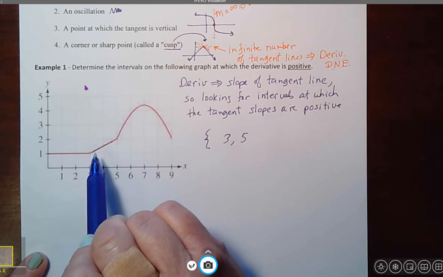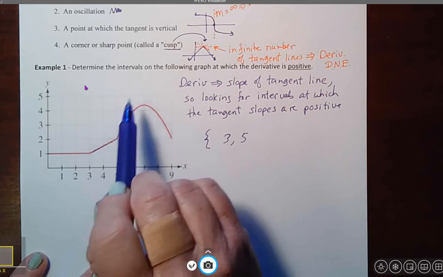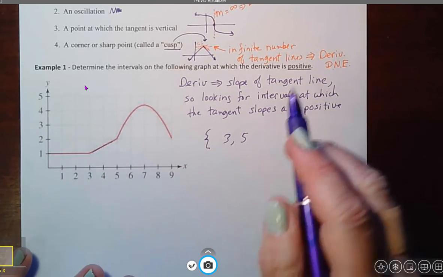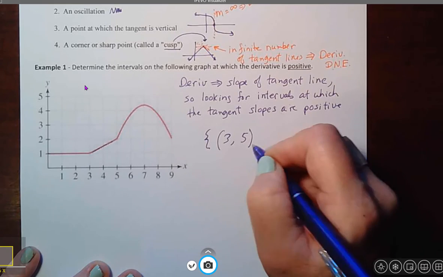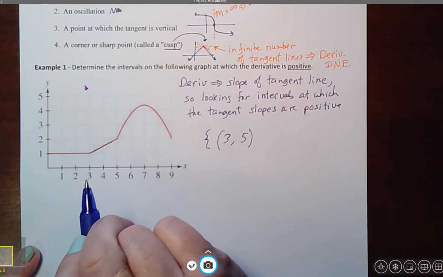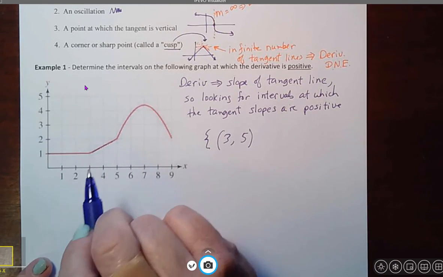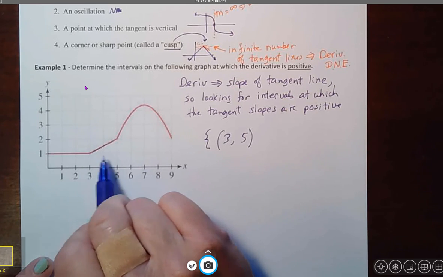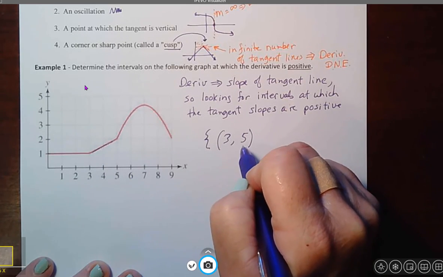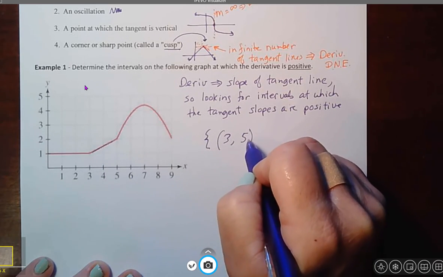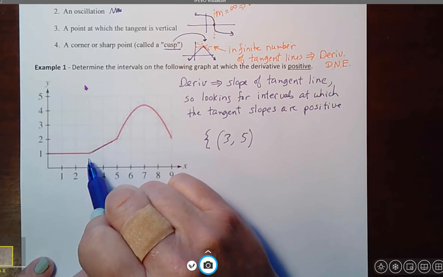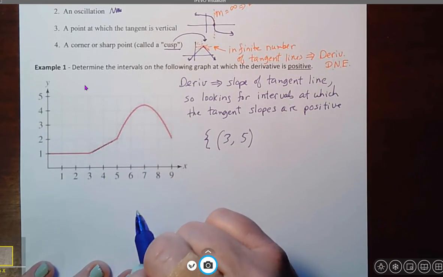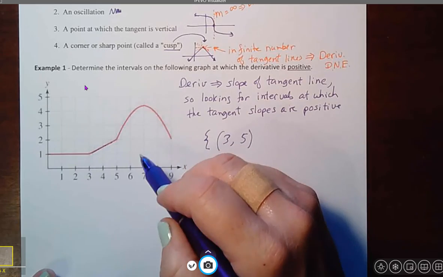And remember, corners, the derivative does not exist for the aforementioned reason. So therefore, note, whenever you are listing these intervals, always use parentheses. Okay, always use parentheses, even if it isn't a sharp corner. And we're going to talk about that a little bit later on in great detail.